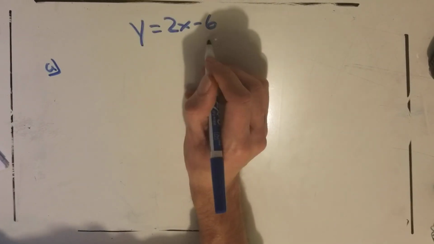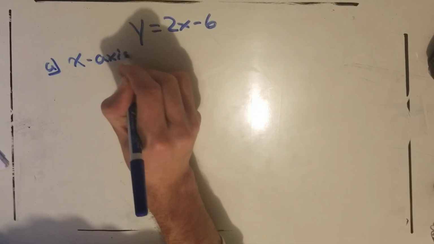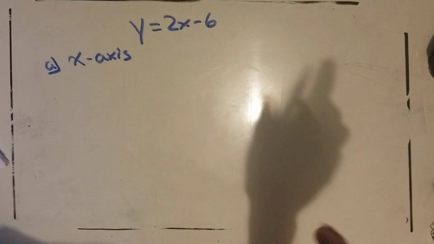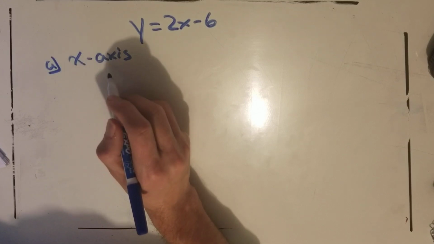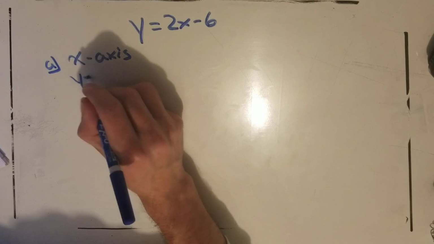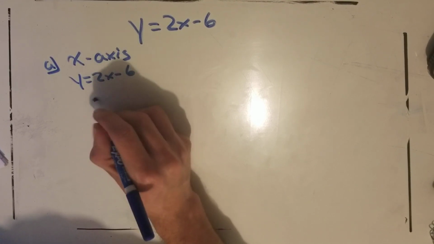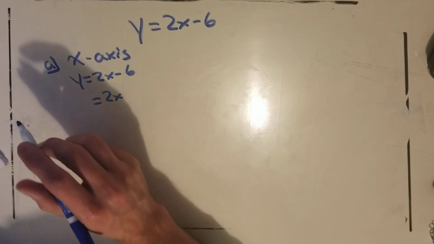So let's say we have the line y equals 2x minus 6, and we're reflecting over the x-axis. We can still use those rules. The rule for the x-axis, your x and y stay where they are, but y becomes the opposite. So y equals 2x minus 6. X and y stay where they are, but y becomes the opposite.